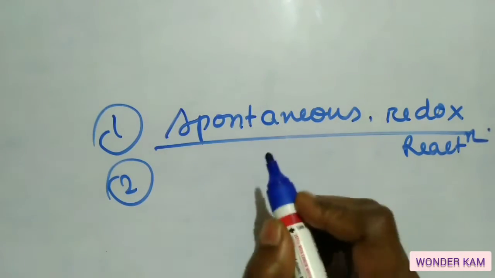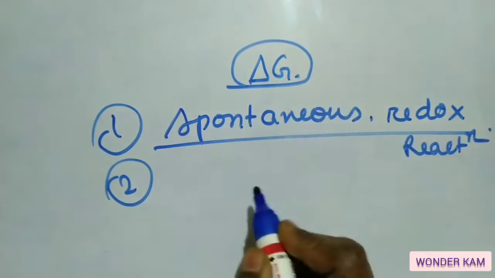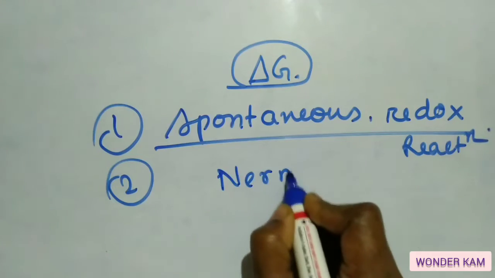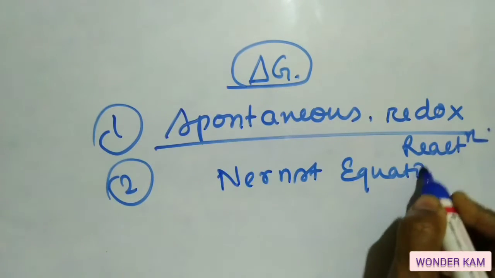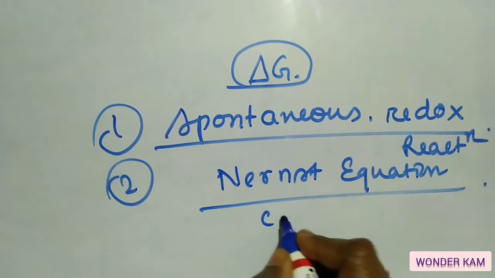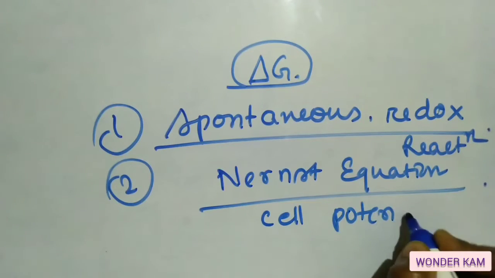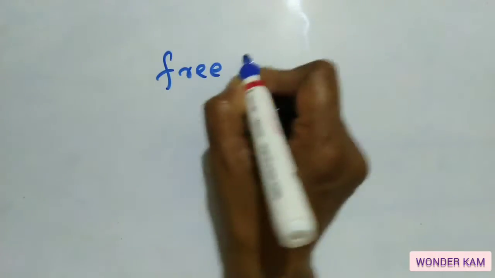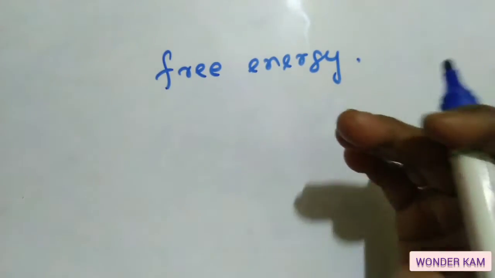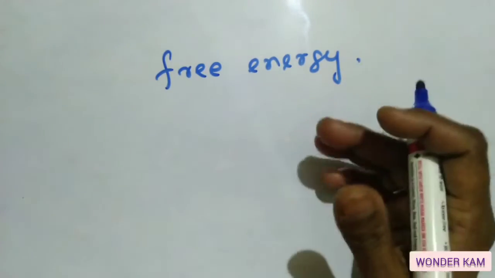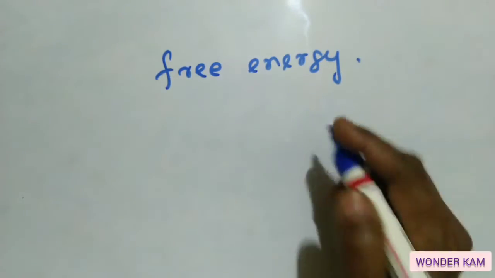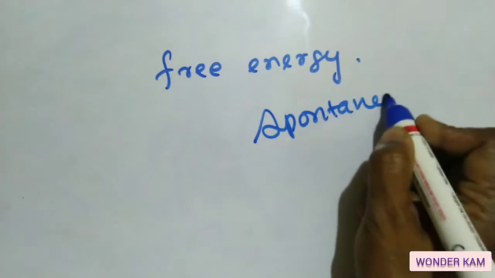from this free energy change we will derive the most important equation of electrochemistry, that is Nernst equation, for calculating cell potential at any temperature. So this term free energy is very important and also essential for the spontaneity of the reaction. So let us know what is this free energy and what is this free energy change, and how it is related to this spontaneous process.